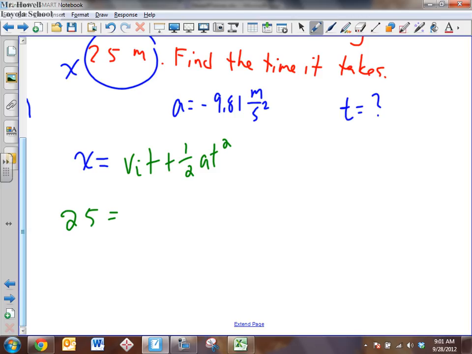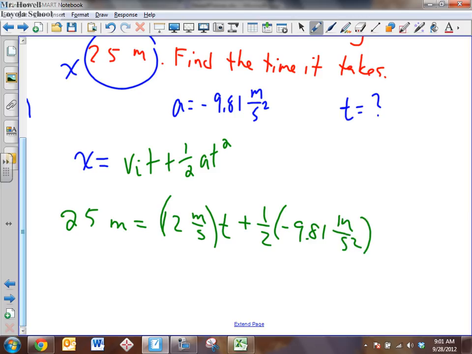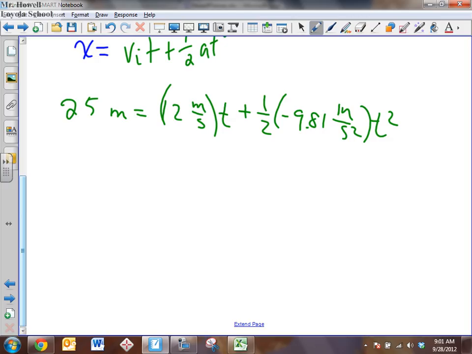VI, what was VI in this problem? 12 meters per second. Wait, I don't understand. You don't have time. That's the thing here. That's why it's quadratic. Take a look, guys. We're going to solve for time. It's unknown here, and it's unknown here. So we can't solve this by standard methods of rearranging. We have to use the quadratic formula.